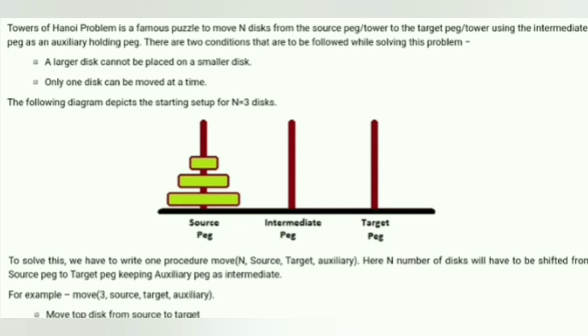So here we are going to implement the Towers of Hanoi problem. In the case of Towers of Hanoi, we have three pegs. One is the source, the next one is the target, and the last one is the intermediate one. We are supposed to move n number of disks from the source to the target accordingly. Obviously disk size will matter here. That means a larger disk cannot be put on a smaller disk, and at a time only one disk can be moved. So these are the constraints for this Towers of Hanoi problem.